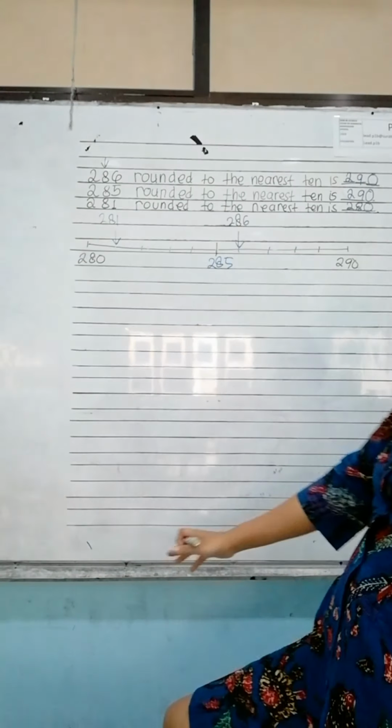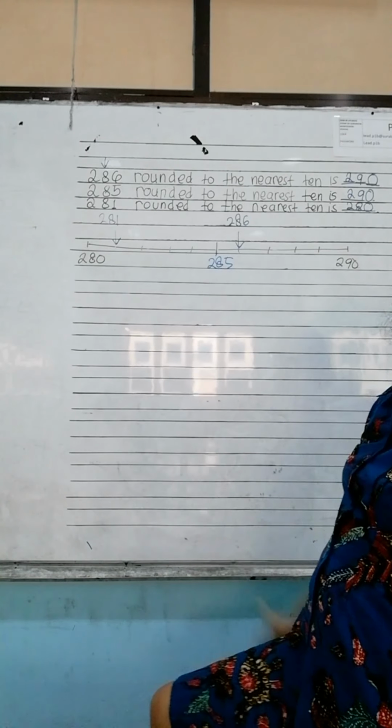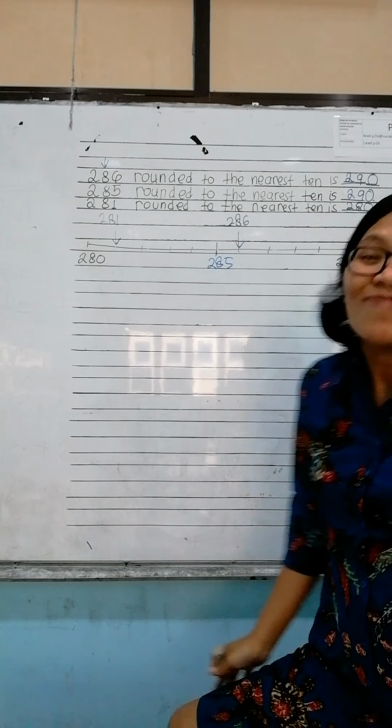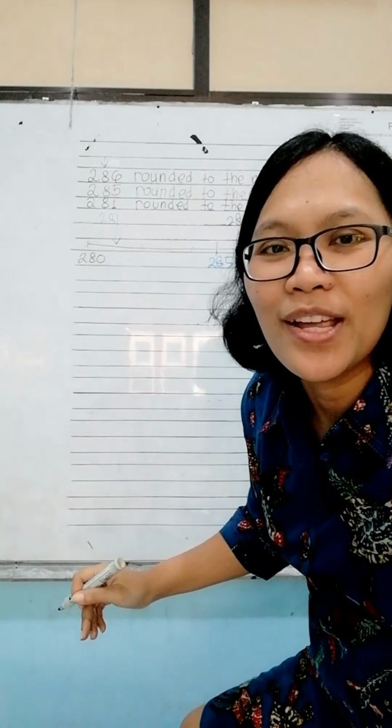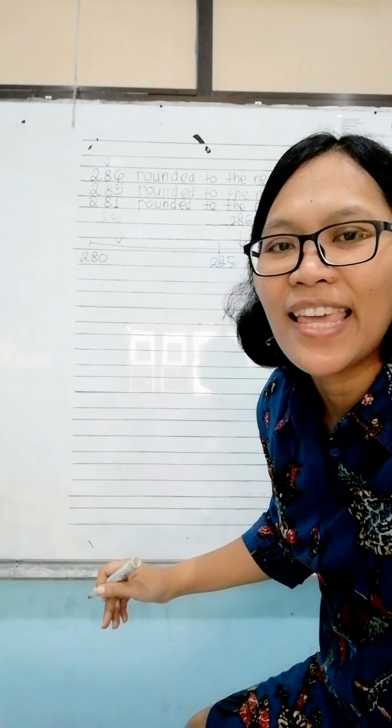You can see it clearly. It's closer to 280 than 290. So our answer is correct. We have 280.